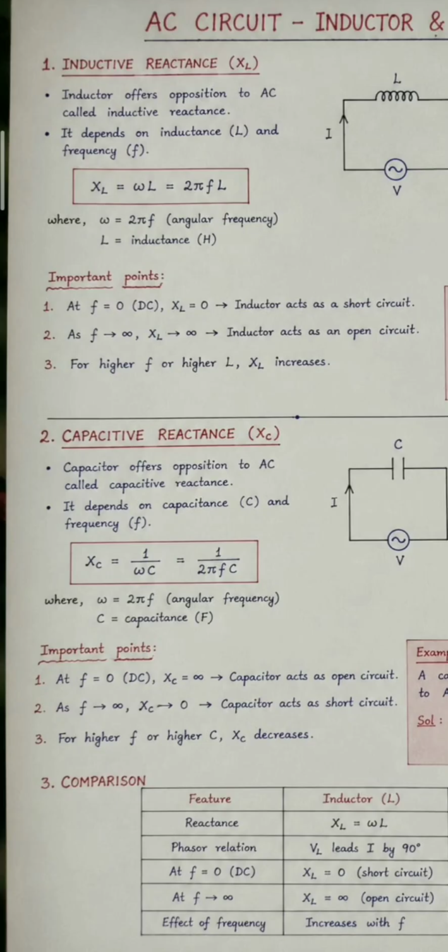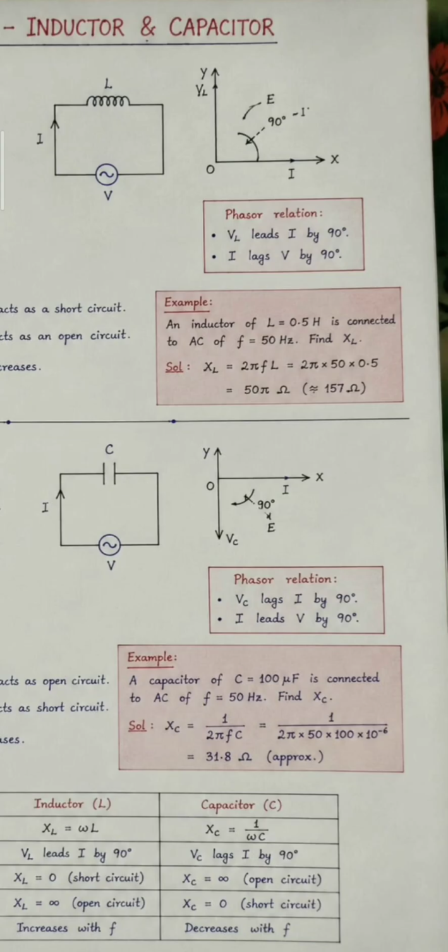Since it is inversely proportional, for higher f and higher C, XC obviously decreases. In the phasor relation, voltage lags behind the current by 90 degrees, and current leads the voltage by 90 degrees. And a capacitor of C equal to 100 microfarad is connected to AC, f equal to 50 Hz. Then find XC. XC is equal to 1 by 2 pi fC. If we substitute f equal to 50 and capacitance equal to 100 into 10 power minus 6, we get approximately 31.8 ohm.